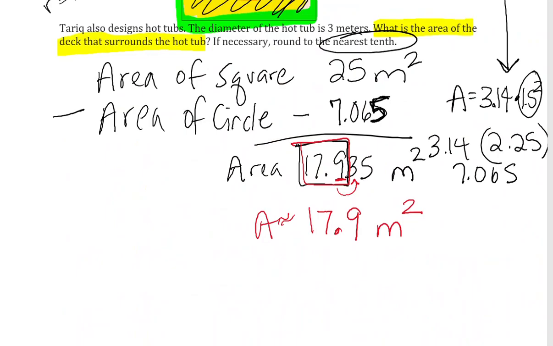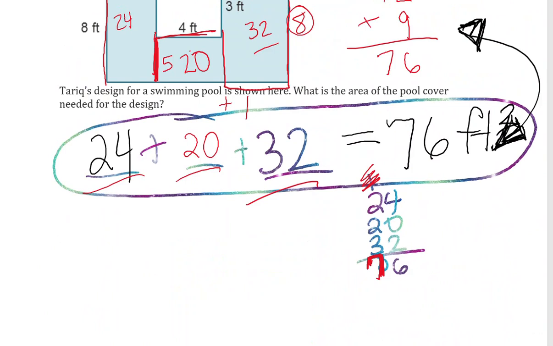All right, so that is area of composite figures. If we want to do just one more.